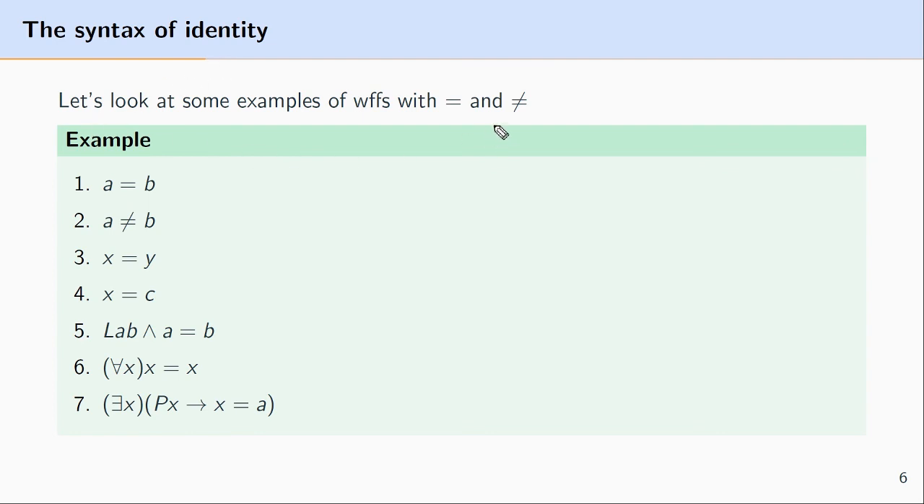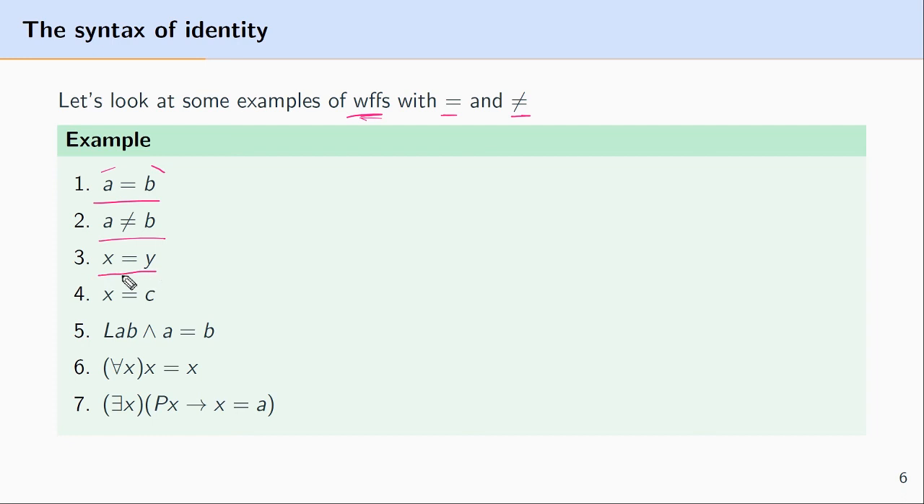Let's look at some examples of well-formed formulas that make use of the equals and non-equals sign. So the first is A equals B. This is a name A and a name B, and putting the equal sign between them results in a well-formed formula. Similarly, if we have A and B, both are terms because they're both names, and putting the non-equal sign between them, it also is a well-formed formula.